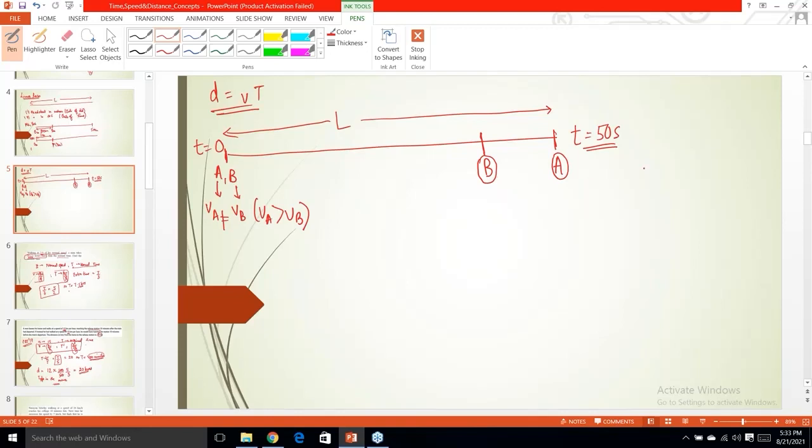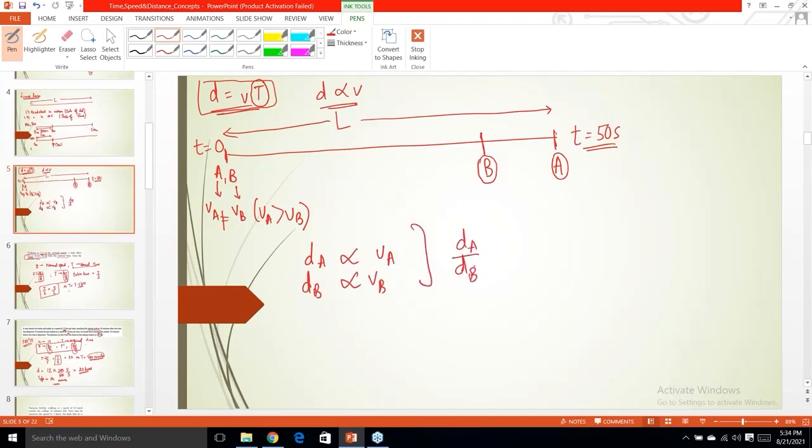Both have traveled for the same time. Now again, coming back to this equation, what happens if both have traveled for the same time, but they have different speeds? If both have traveled for the same time, which is t equal to constant, which I explained, then distances traveled will be in the ratio of the speeds, right? Distance is directly proportional to speed, which means that distance that A travels will be directly proportional to VA. Distance that B travels will be directly proportional to VB. If you just divide these two, dA by dB will be VA by VB, right?